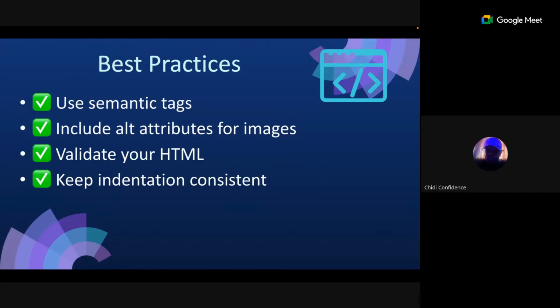So best practices, we have these best practices: use semantic tags, include all attributes for images. You have to put the attributes. I explained this. Include alternative attributes for images. I believe I explained the reason. Validate your HTML. Validation comes in when you are building your form. You have to validate it so that users cannot put just anything inside the form. Imagine where you are requesting a phone number and the user is putting his or her name inside there. So you need to validate it. Keep indentation consistent. Yes, indentation. I may not be able to explain this until we get our hands dirty. Then I will explain what indentation means. Someone should remind me about it, please.